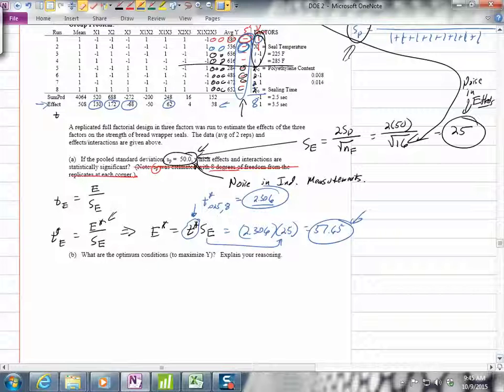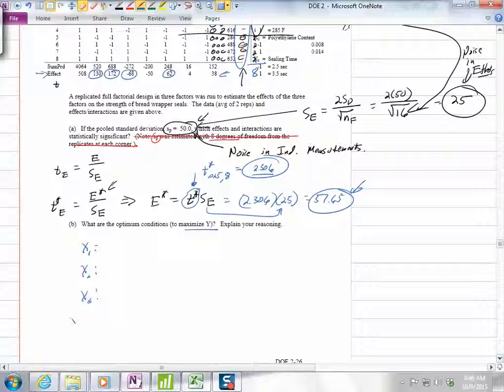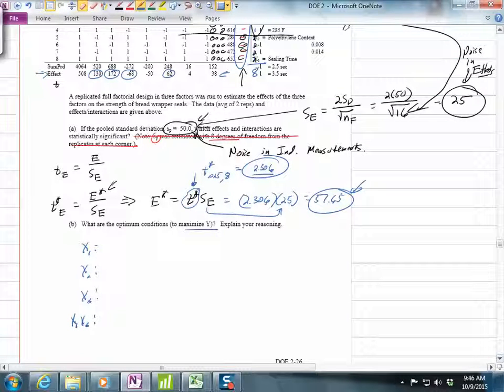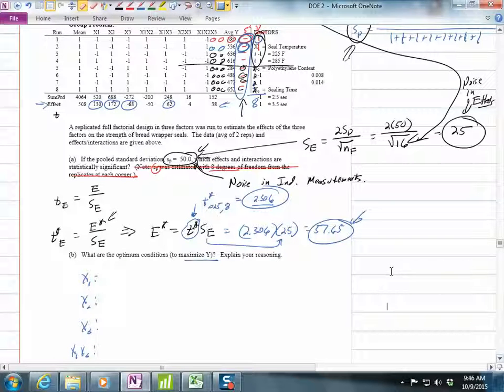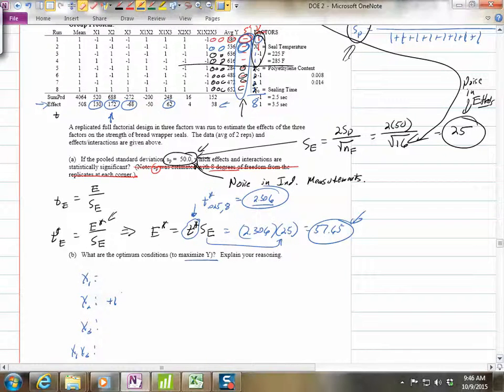Okay, so now we want to maximize y. And we want to know, what do we set these guys at? So let's start thinking about this. Let's start with x2. If we're trying to maximize y, where do we want to set x2 at? Low value or high value? High value. Plus 1, so the polyethylene content would be that. That was easy.